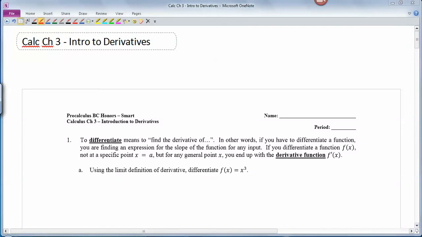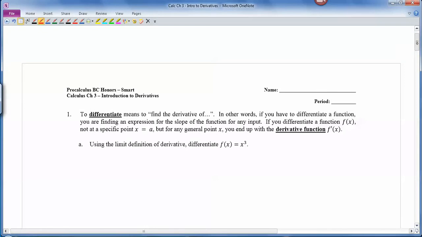Okay, we're starting chapter 3 of calculus, which is our last unit. This chapter is about derivatives, and derivative is really just another name for slope of a function. It's the same thing that we've been doing for a while now, except there's one new notation. Actually, there are several new notations for slope that we're going to use. Here's one of them, f prime of x.